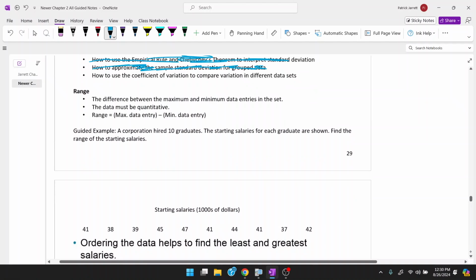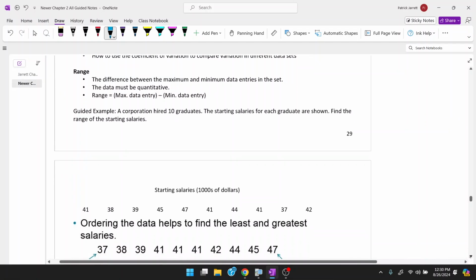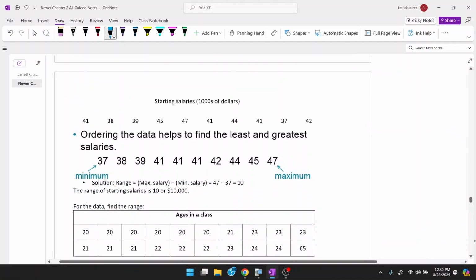So the range is very simple. It's simply the max minus the min. So if a corporation hires 10 graduates, the starting salaries for each graduate are shown. We're going to find the range. So these are the starting salaries in thousands of dollars. So the range is 47 minus 37, or 10, or $10,000. So that's what you're going to get for that.